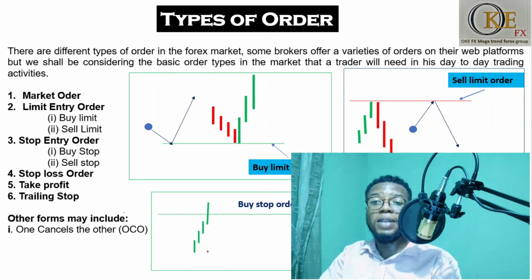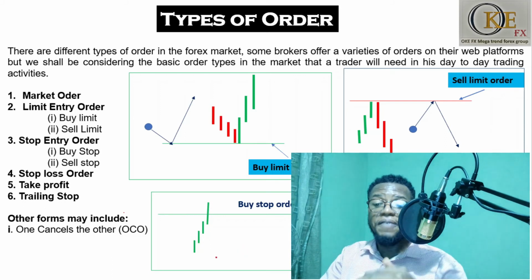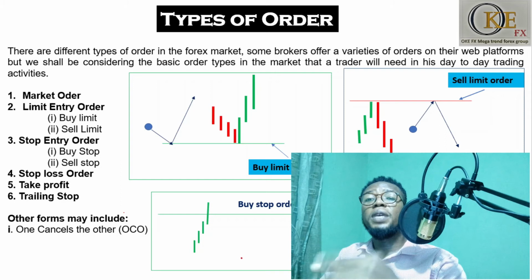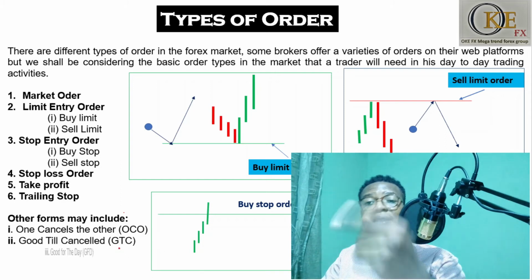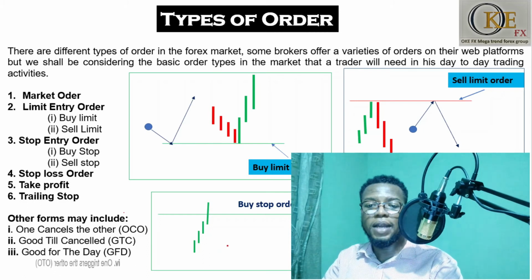So, one-triggers-the-other. You can set an order that is just like a conditional order. It's also referred to as a conditional order. What it simply means is that if I place this order, once this order is triggered, the second order should be triggered as well whenever price gets there. But if this first order is not triggered, nothing is going to trigger the next order.